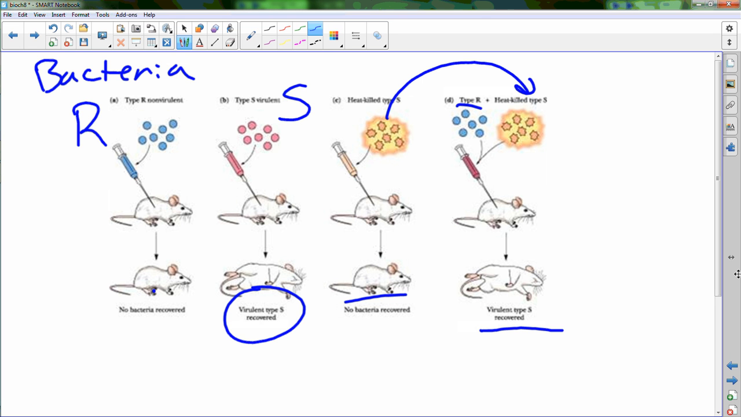There was some sort of material that was being passed from the dead S cells, the lethal ones, the ones that are supposed to kill the mouse, but couldn't because they were dead. There was something that was getting passed into those R cells that made them kill the mouse. Okay? He called this transformation.